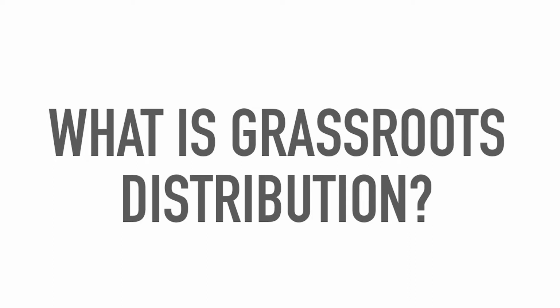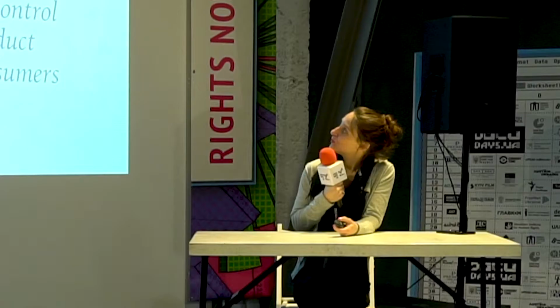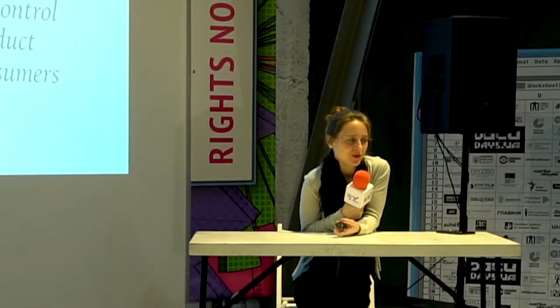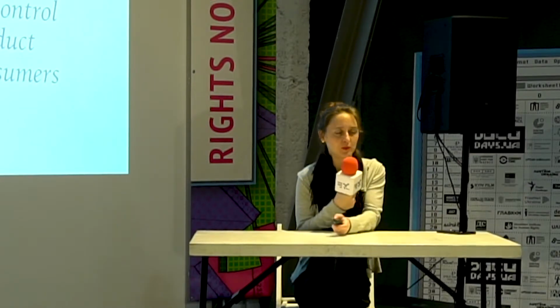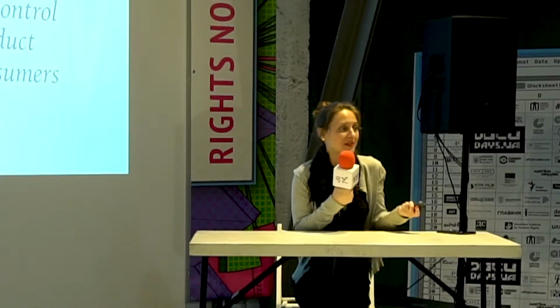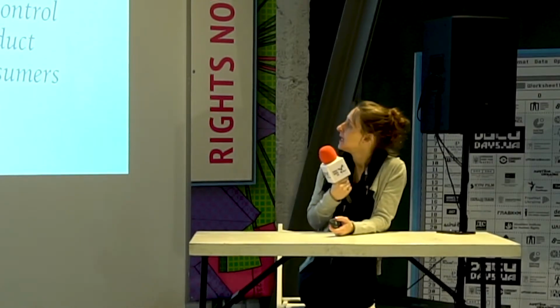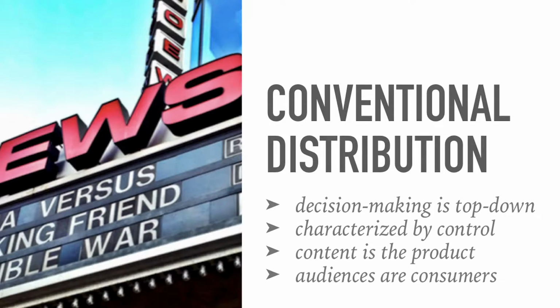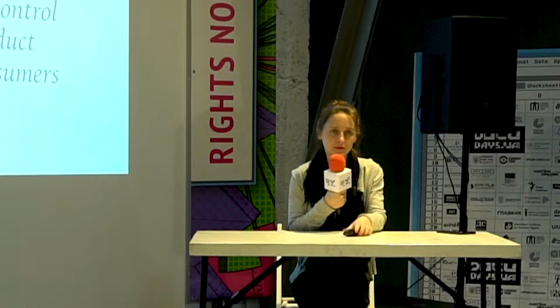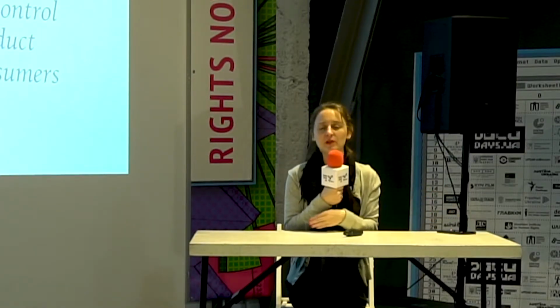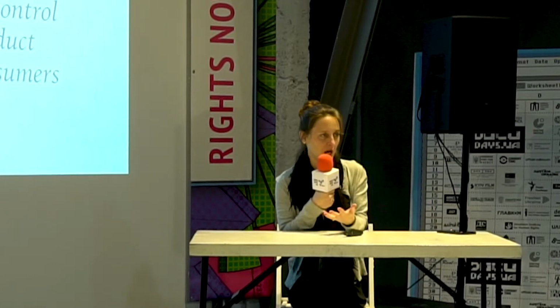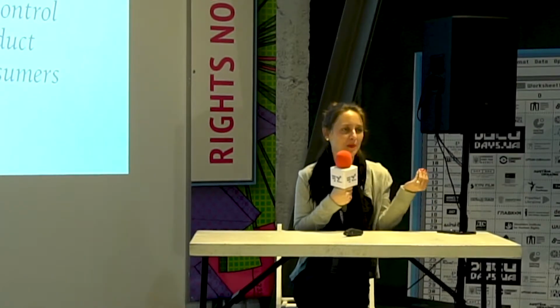So how did we do this? What is grassroots distribution? To describe and understand grassroots distribution, you need to understand conventional distribution, which probably most people in this room are recipients of and participants in. In conventional distribution, decision-making about how a film gets out to audiences, out into the world, is top-down, right? So a film is sold, let's say, to Netflix, or a film is sold to a studio. And the decision-making happens at the corporate level.